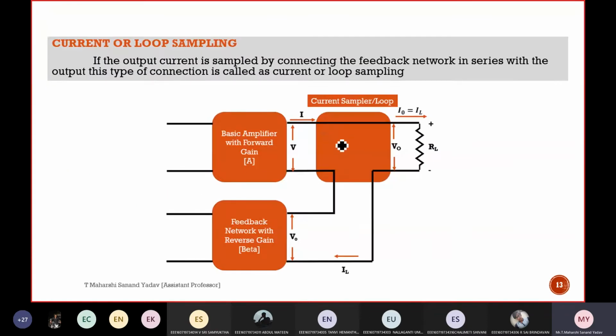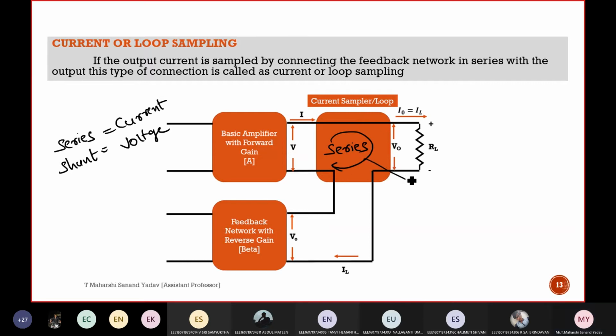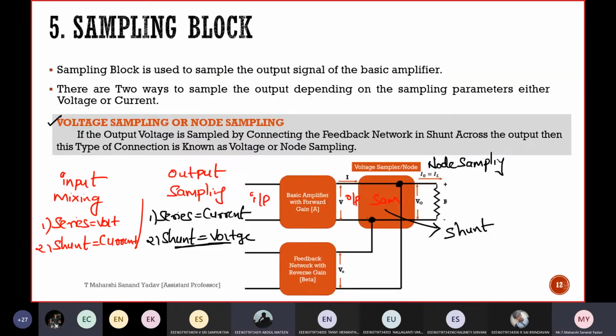Now you tell me for this one, is it series or shunt? By seeing this diagram. Series, sir. It is series. So if it is series, current sampling, sir. Correct. If it is series, current sampling. Shunt is voltage, so that's why it is called current sampling. And here it is forming a loop or node? Loop, sir. Okay. So these are the two differences between the input part and the output part. In the input side we do mixing. In the output side, what do we do? Mixing or sampling? Sampling.